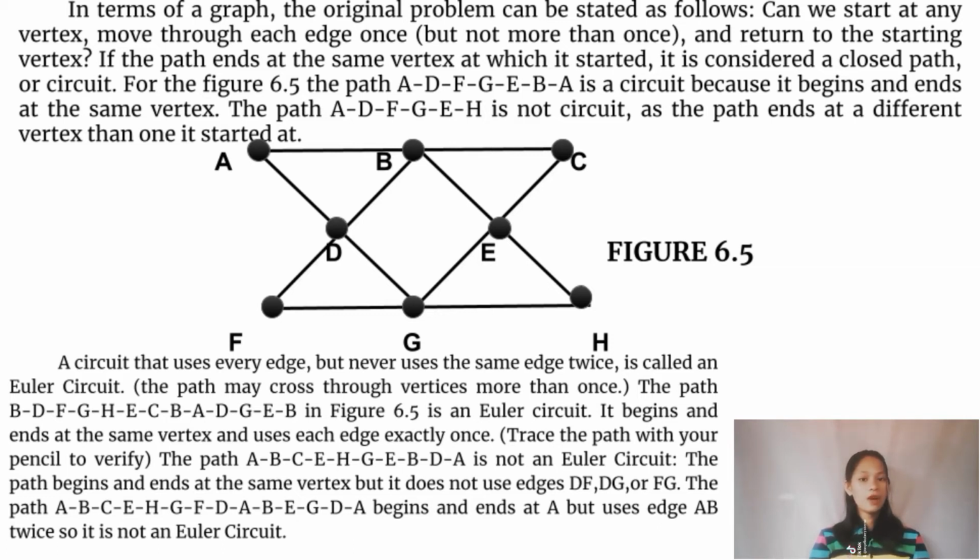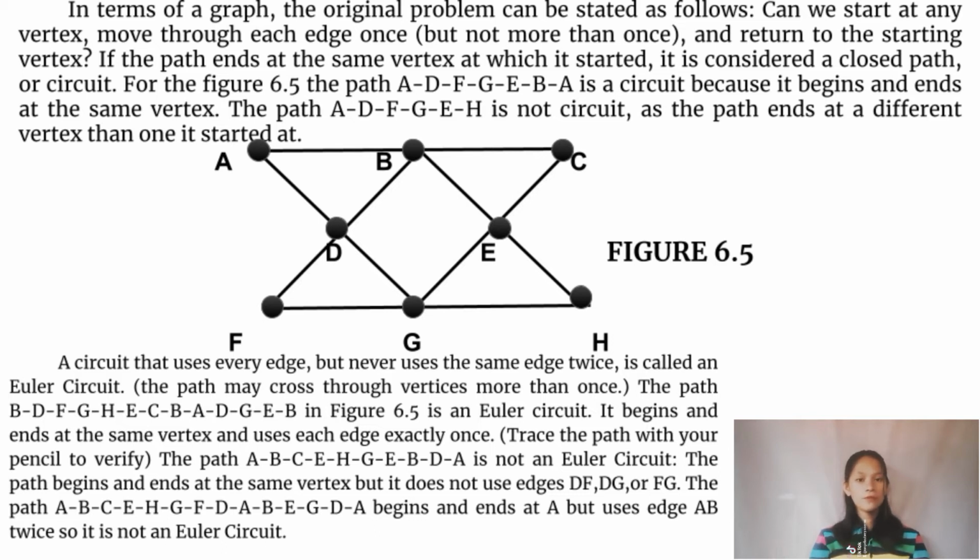A path in a graph can be thought of as a movement from one vertex to another by traversing edges. We can refer to our movement by vertex letters. For example, in the graph in figure 6.4, one path will be AB, AC. If the path ends at the same vertex at which it started, it is considered a closed path or circuit.